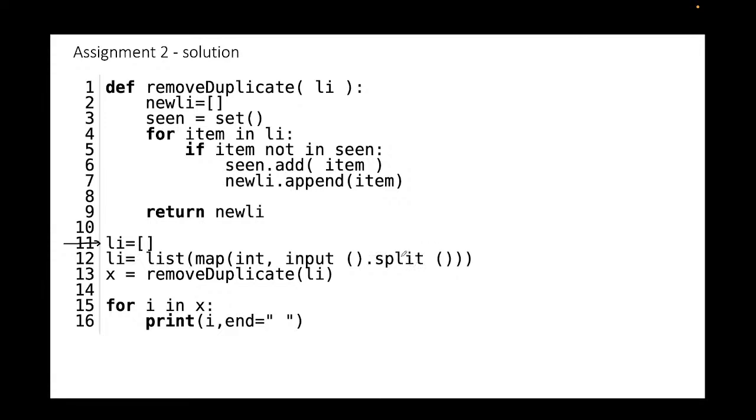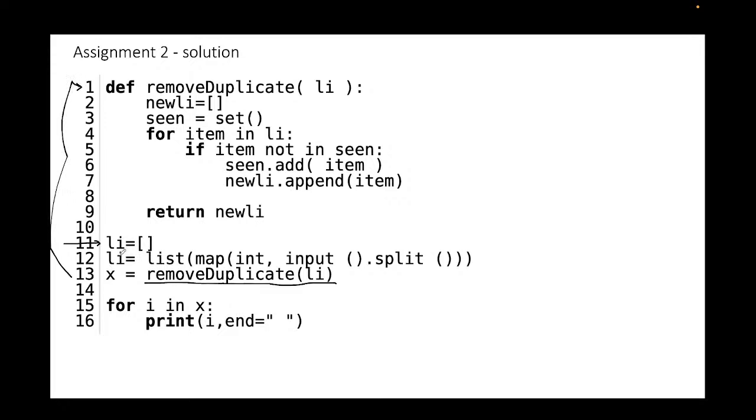Okay, so after that you are creating an object that will capture the new list after removing all the duplicates. So you are calling a function remove duplicate, which will take the original list li and then it will supply a new list in which the duplicates are removed. So we are calling this function. So from here the control will go here.